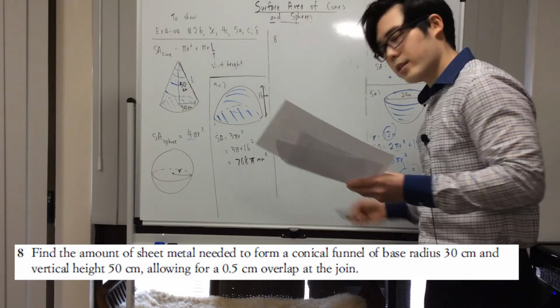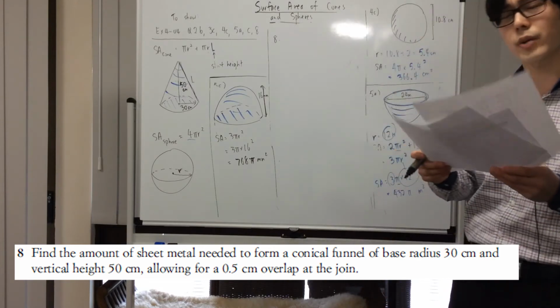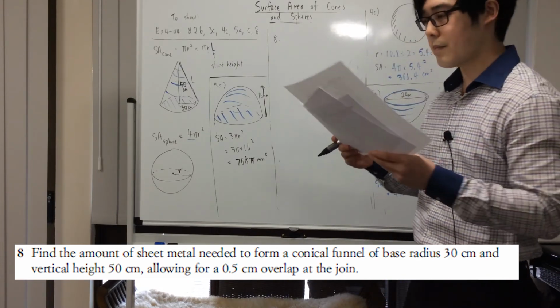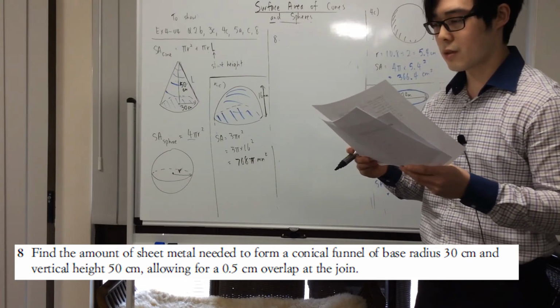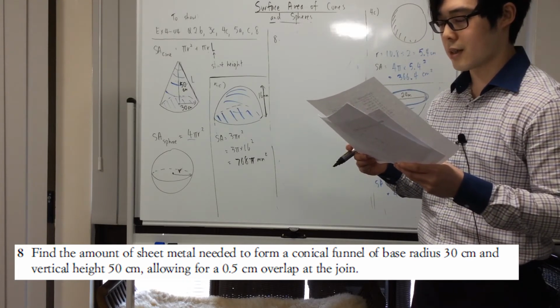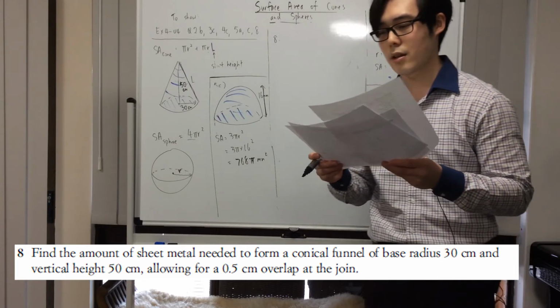Girls, I got question 8 wrong the first time. Okay? It's actually a pretty tricky question. So let me explain it to you again. So find the amount of sheet metal needed to form a conical funnel of base 30 centimeters and vertical height 50 centimeters, allowing for a 0.5 centimeters overlap at the joint.